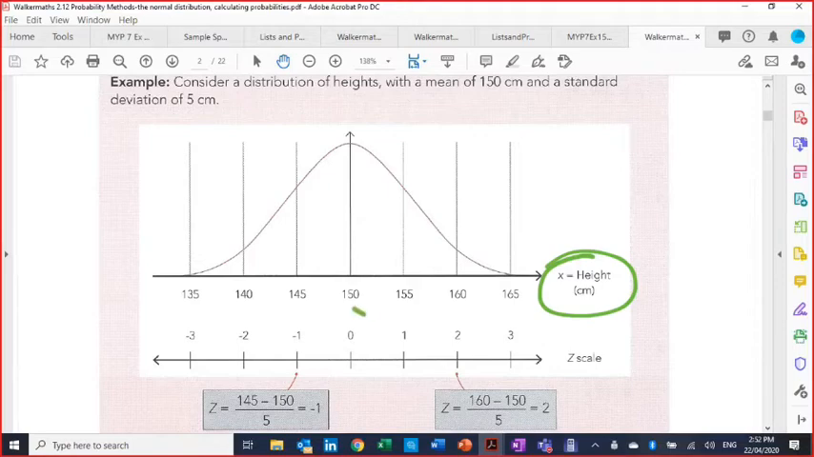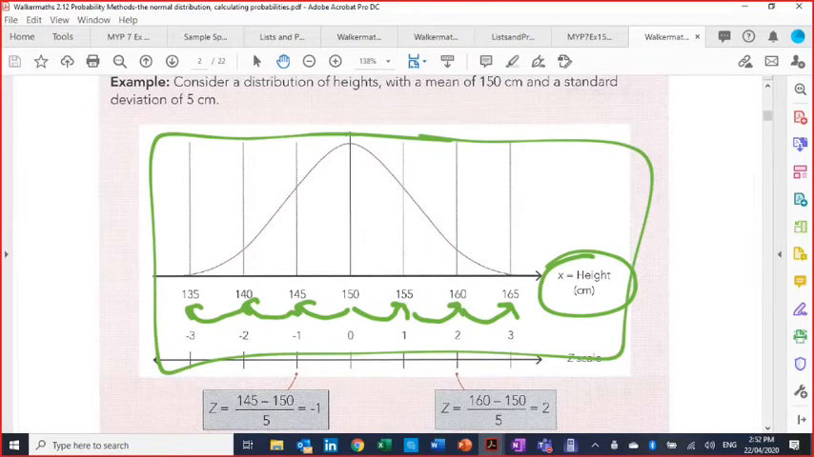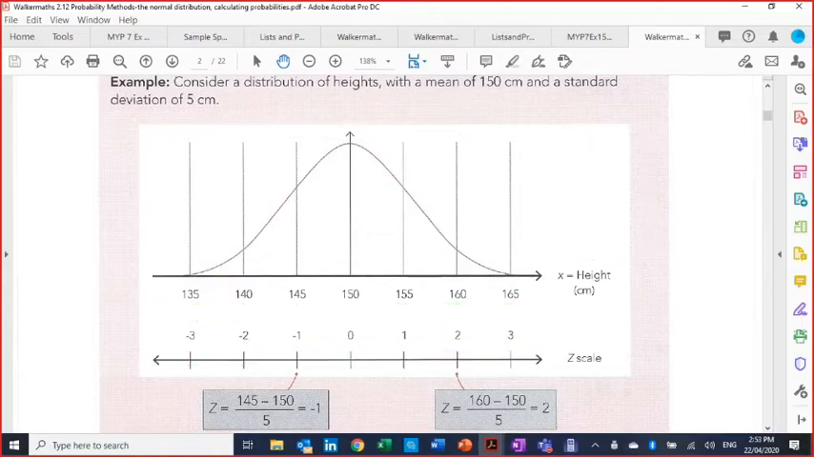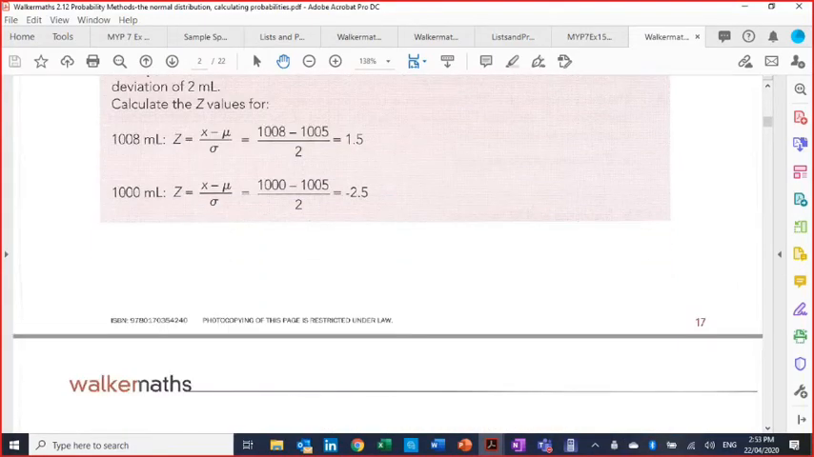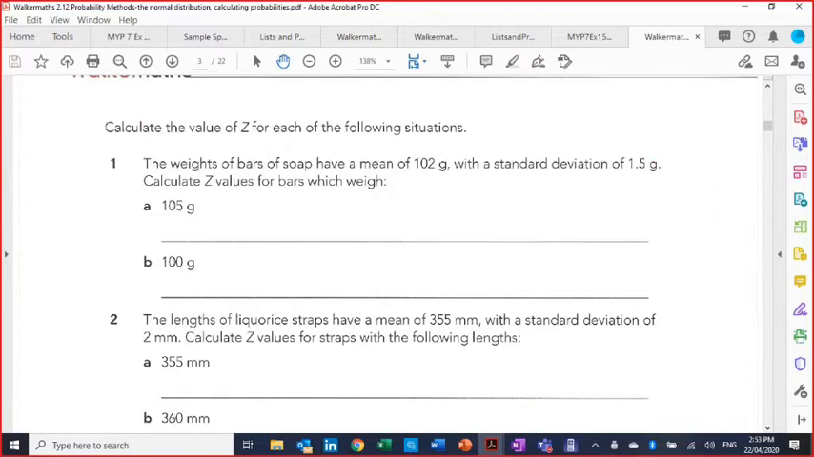Okay? So because we have a standard deviation of 5, we're going up by 5 as we go to the right, down by 5 as we go to the left. You will have to draw a curve and put the appropriate numbers in. But it's just simple math. And again, we can use this in order to be able to answer some questions.